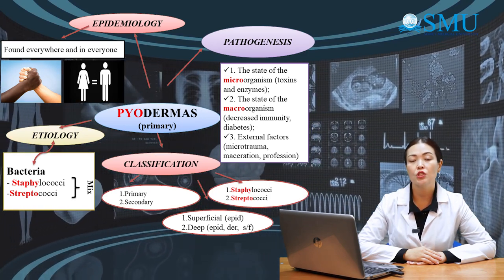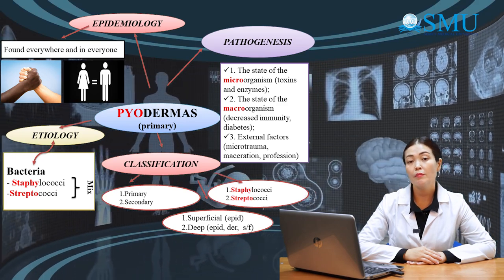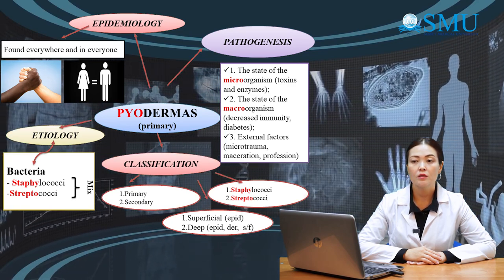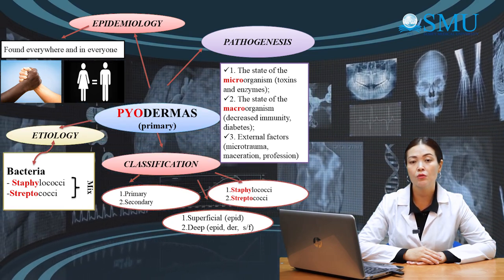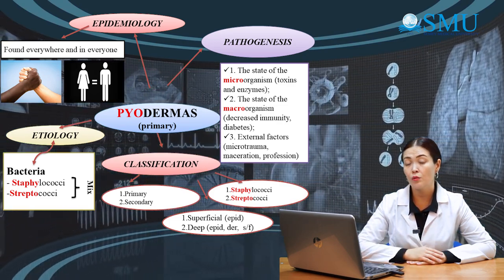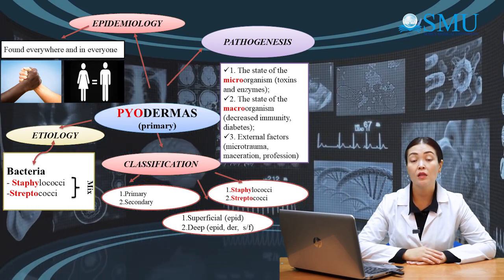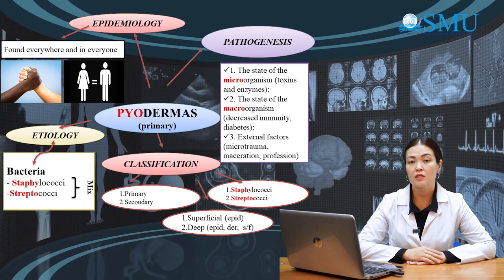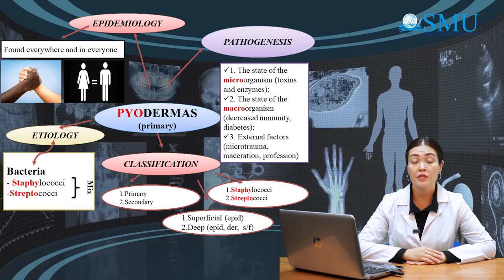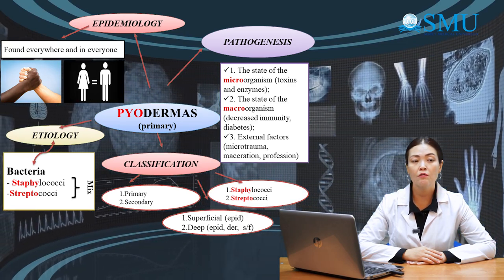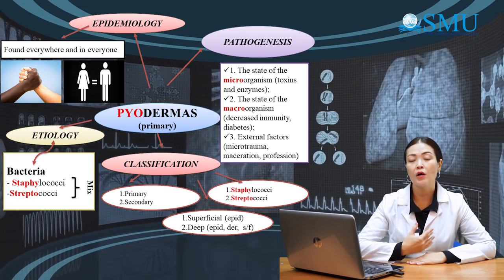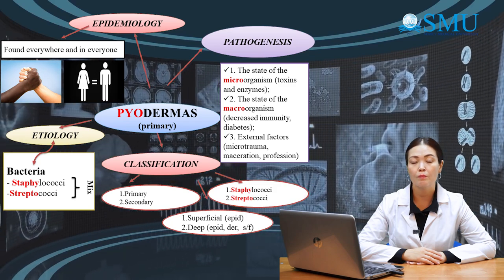The second step is the condition of the macroorganism. Who is a macroorganism? A macroorganism is a person. Yes, a person, it is you and me, and our condition also plays a role here. Today, for example, you and I are healthy, everything is fine with us. But if you have a decline of your immune system or another problem, like a type of endocrine disease, for example diabetes mellitus, it gives more chances for bacteria to grow in our skin. That's why our condition also plays a big role in this situation.